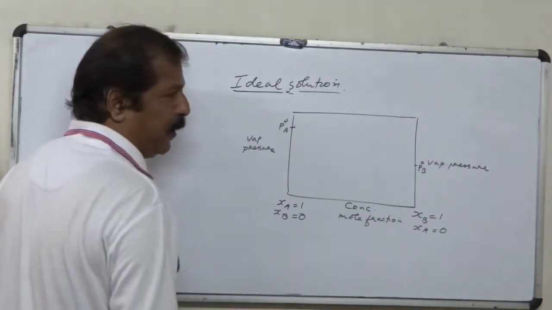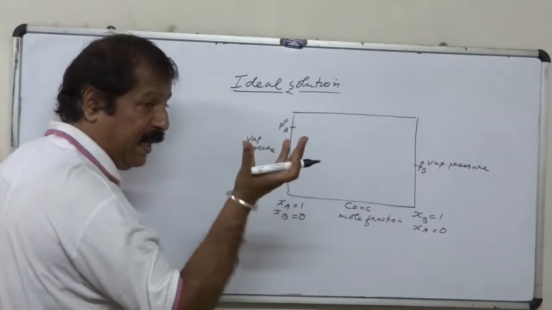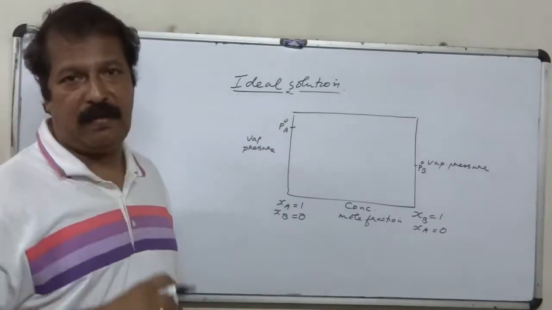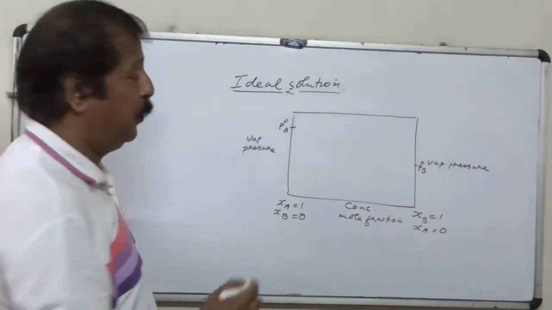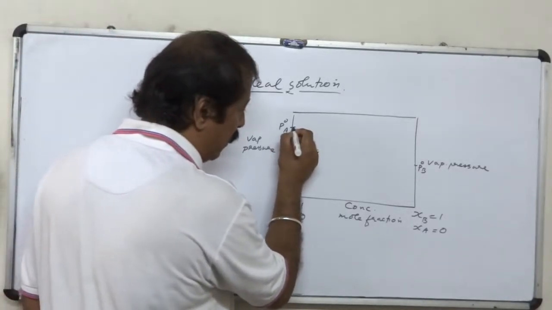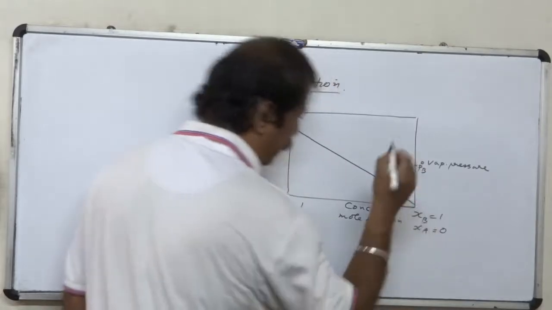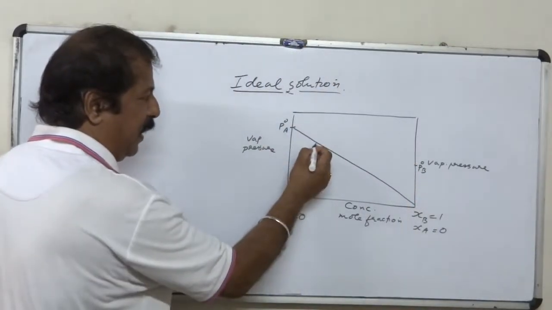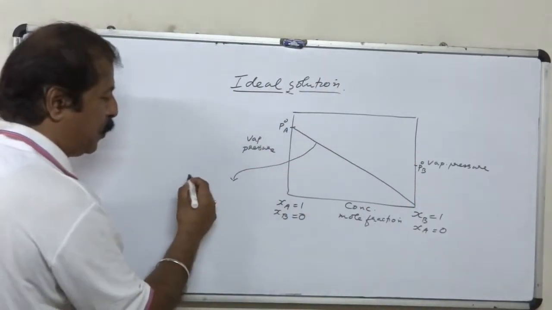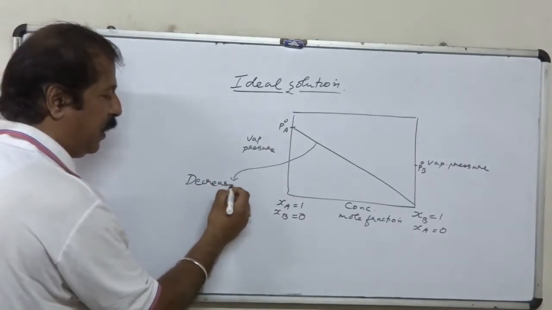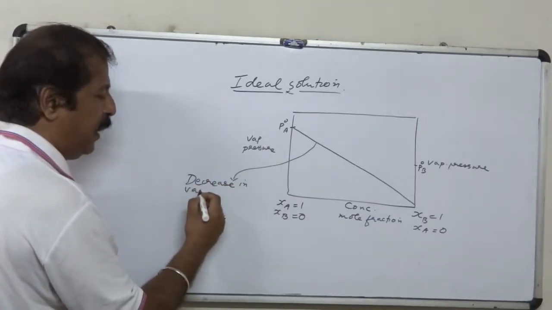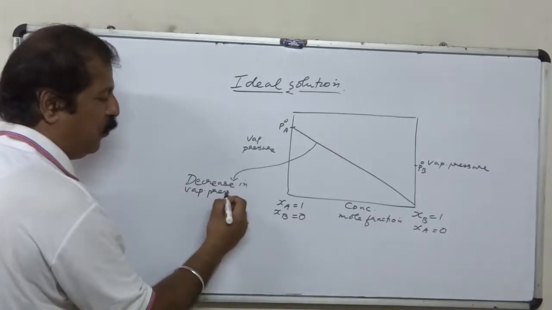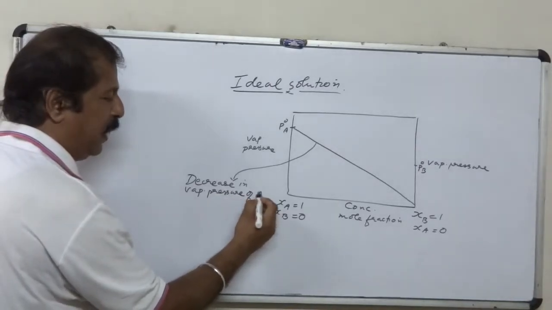So now I am going to prepare the solution. You are taking A in a vessel and you are adding B into it, and you are studying the vapor pressure of A. You can have a curve or a line like this. This line indicates decrease in vapor pressure of A by addition of B.